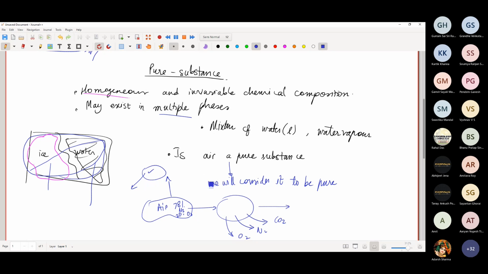So in our study, this is very important. In our study, wherever there is no phase transition, we can also consider air to be a pure substance. Okay? Is it clear to everyone what I just mentioned? Yes, sir. All right.